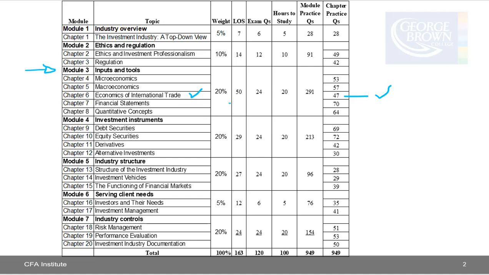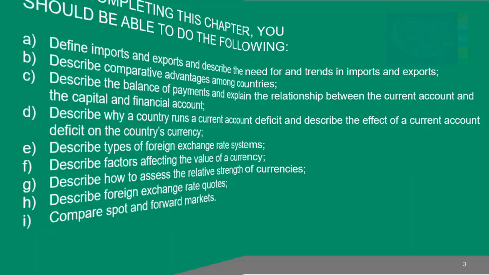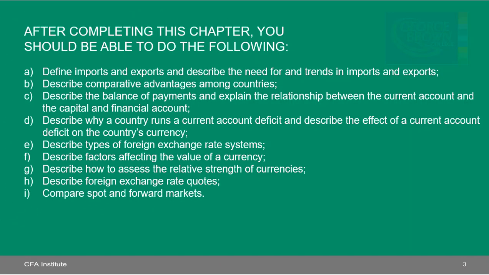Recall there are 50 learning outcome statements for this module. There are 9 learning outcome statements for this chapter. The 9 learning outcome statements for this chapter are Learning Outcome Statement A, define imports and exports and describe the need for and trends in imports and exports. LOS B, describe comparative advantage among countries.